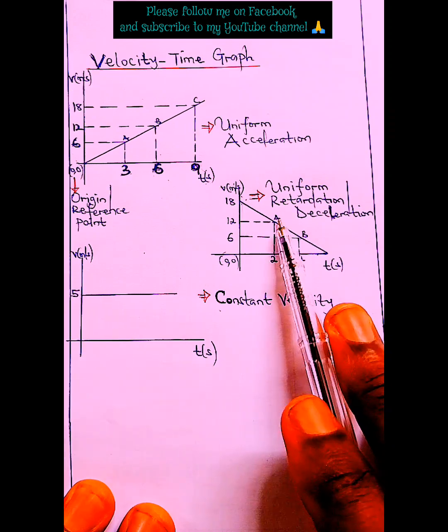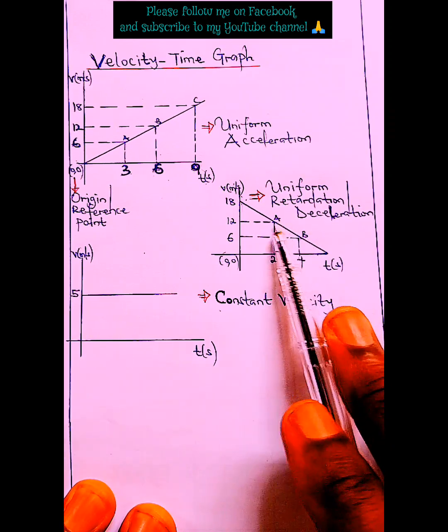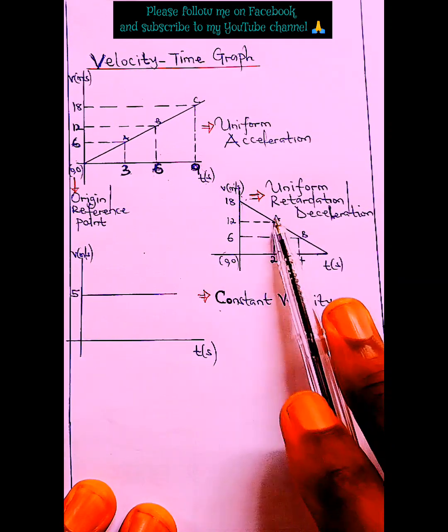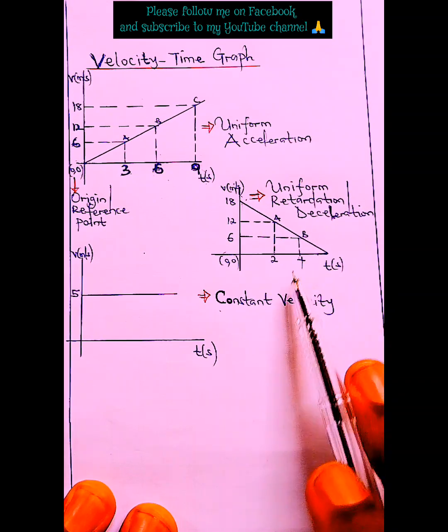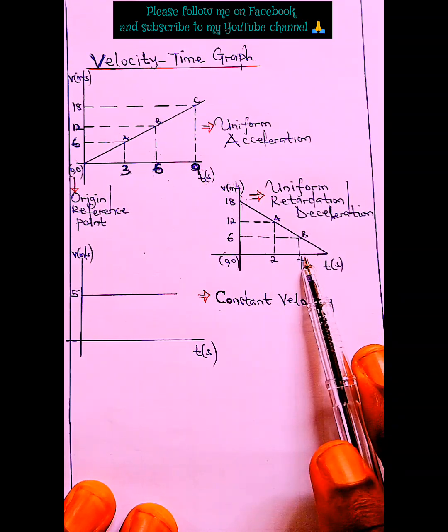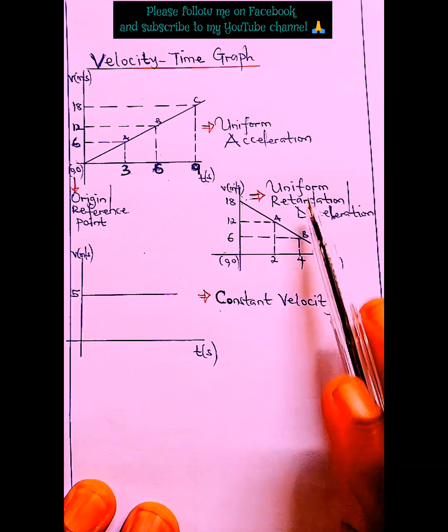And also, if you look from point A to point B, as you can see, 12 to 6, the body also reduced in speed. And it took another 2 seconds for this to happen. So we call this uniform retardation.